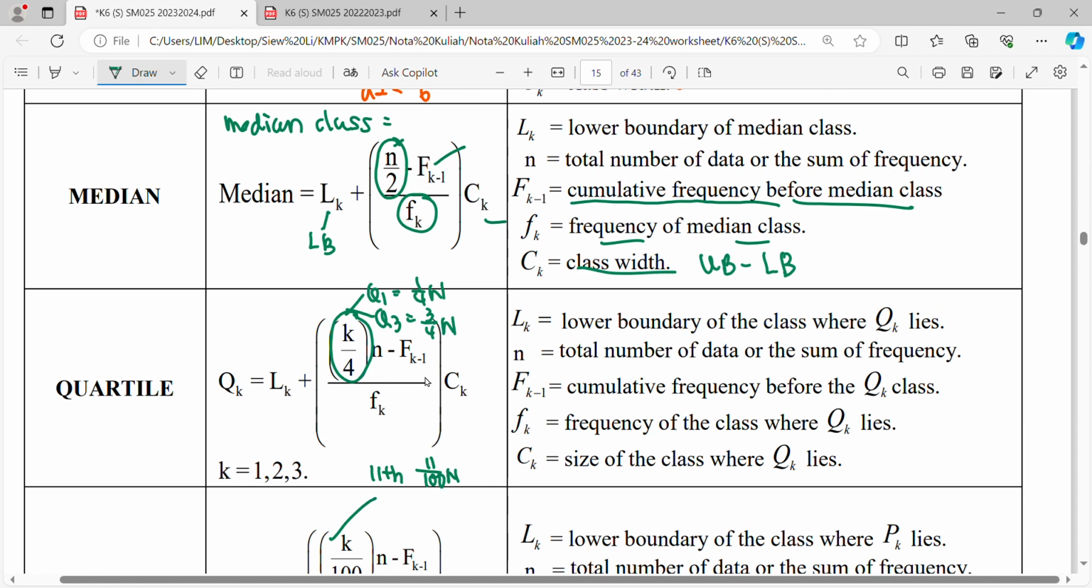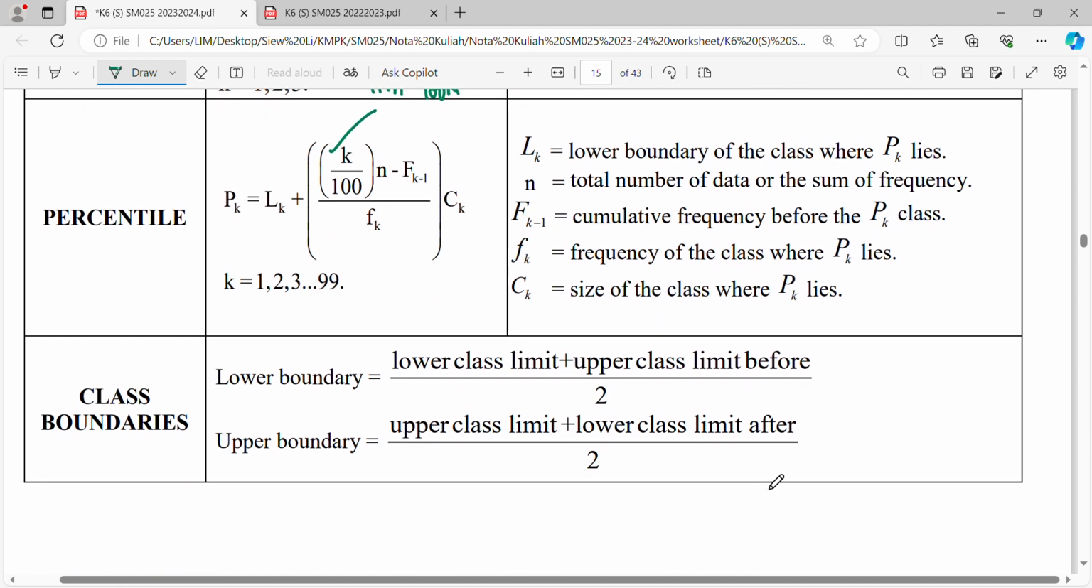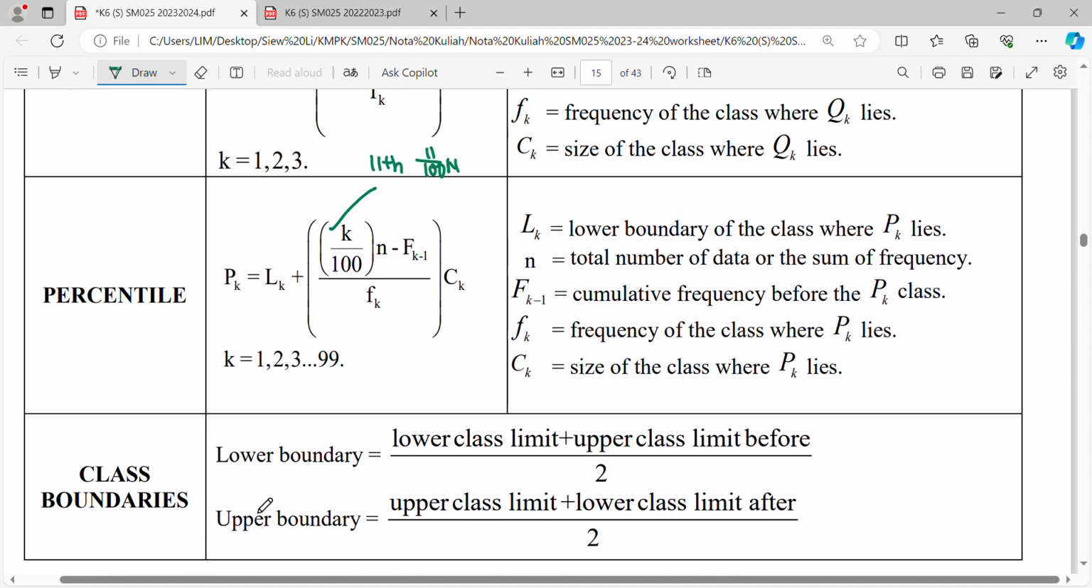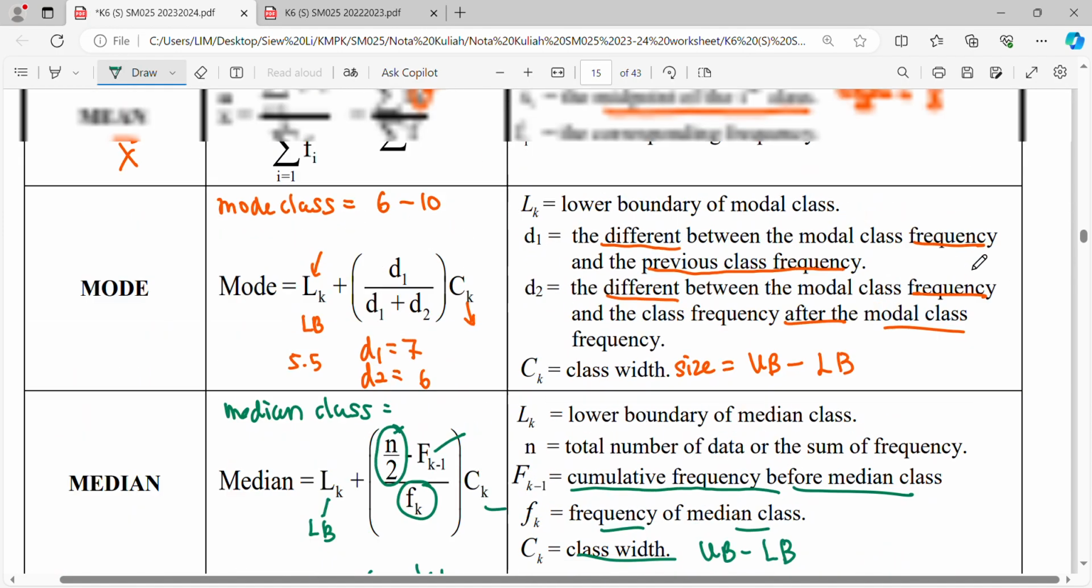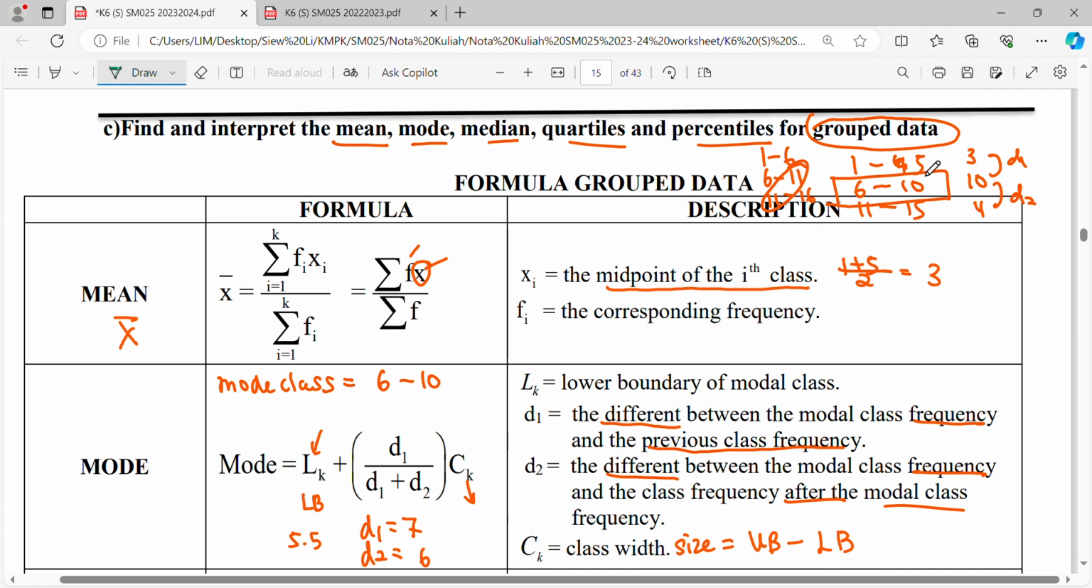So for quartile, you find which class it is in. For the class boundary, you take the class limits, add them and divide by 2. Like what I said just now, how to find this boundary? Add on, divide by 2. So 5 plus 6, add on, divide by 2, 5.5. Alright.